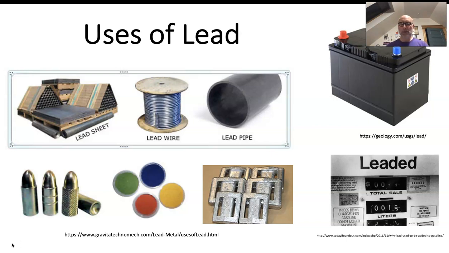So just a quick review. I've put some photographs up here of the way in which lead has been used in the past. Certainly things like lead sheeting, lead wire, lead pipe, bullets, colorings made with lead, lead weights for scuba divers. Lead's used in batteries extensively, and certainly lead was used in gasoline. And a lot of these colors were used in paint. And we'll go and dig deeper into each one of these uses.